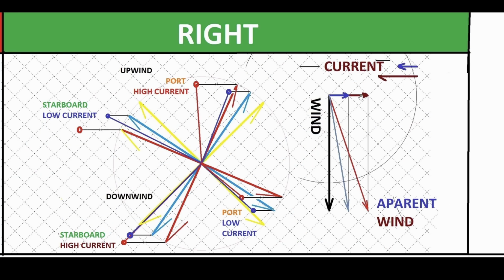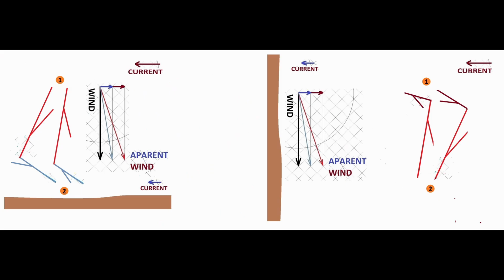Current from right to left. As the current increases, the apparent wind shifts to the left. On my course, upwind, I will choose to sail on port tack where the current is stronger, it puts me higher. Conversely, I will choose in light current to sail starboard tack. I have less loss. And on the downwind, I will choose to sail port tack where the current is weaker and starboard tack where the current is stronger.